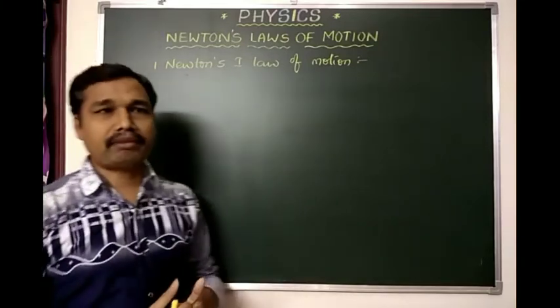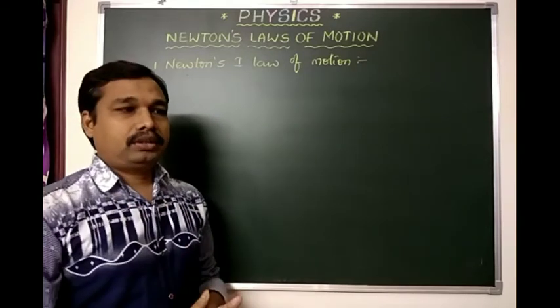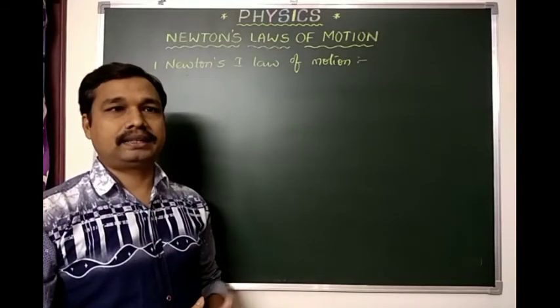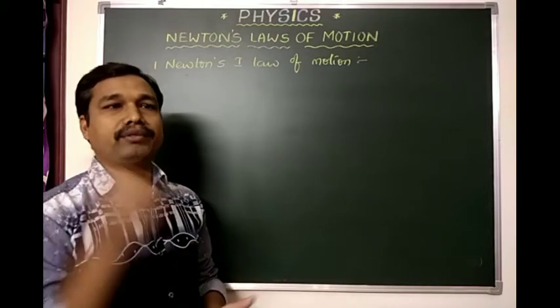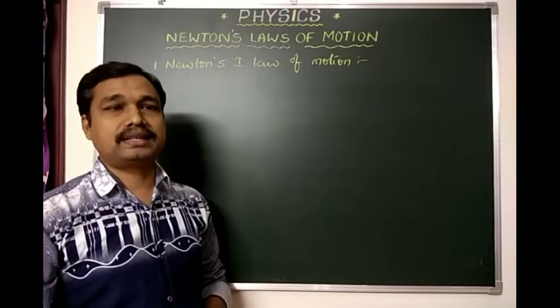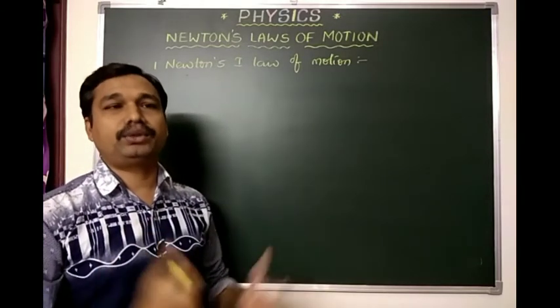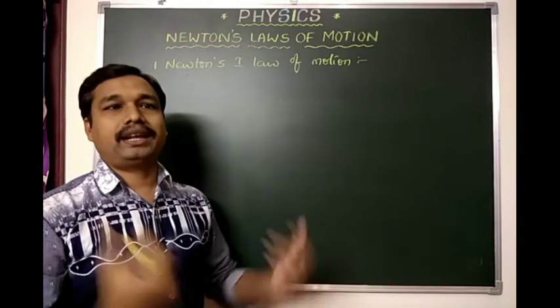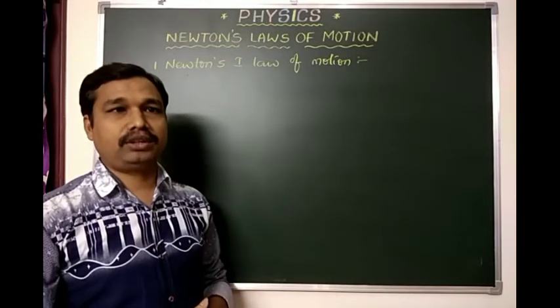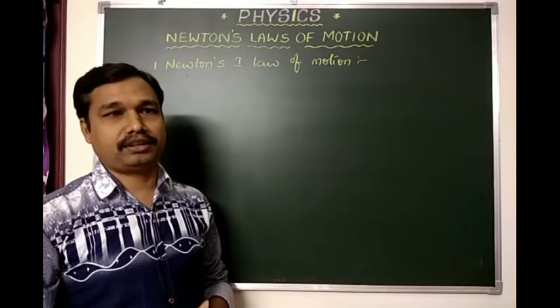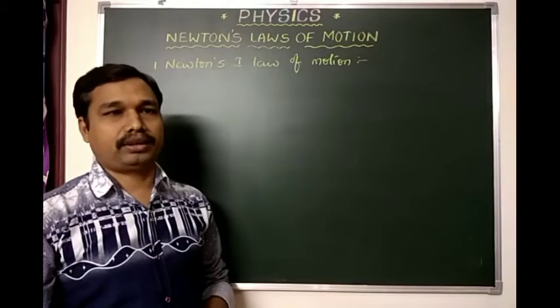Okay, and one more point. Suppose you observe planets and satellites, they are revolving around the sun with uniform motion. Why are they revolving around the sun with uniform motion? What is the reason behind that? This is the second point.